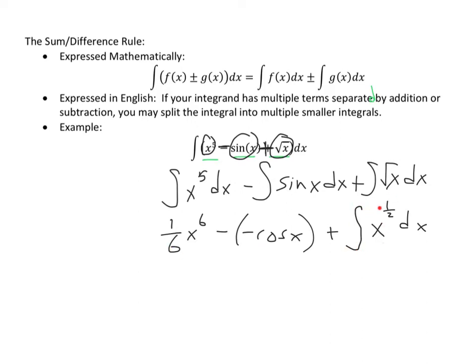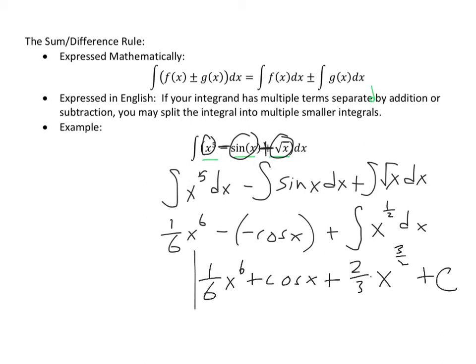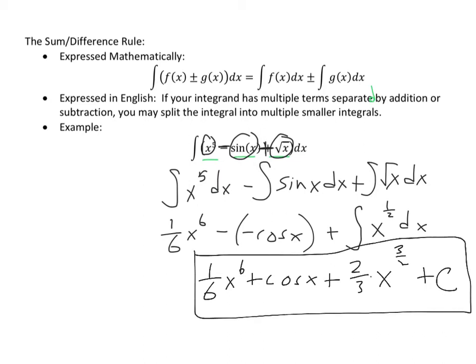And now I remember I increase this power by 1. So that power is going to go up to x to the 3/2 power. I multiply by the reciprocal 2/3. I remember my plus c, and then I just fill in the stuff that went before it. 1/6 x to the 6th plus cosine x plus that. If I wanted to check my answer here, I could take the derivative and show you that I get back my original integrand. So this is the sum and difference rule.